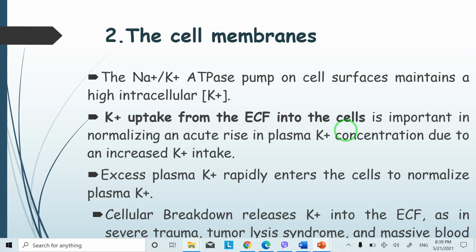Because the concentration of potassium inside the cell is 20 times more than in the extracellular fluid, if we have rupture of the cell membrane, this will lead to release of the potassium found inside the cell into the circulation and lead to hyperkalemia. So the cell membrane is very important to maintain the concentration of potassium within the normal range. If we have an excessive amount of potassium in the circulation, it will enter the cell to normalize it. And if we have rupture of the cell for any cause, it will lead to release of potassium from inside the cell to the circulation.